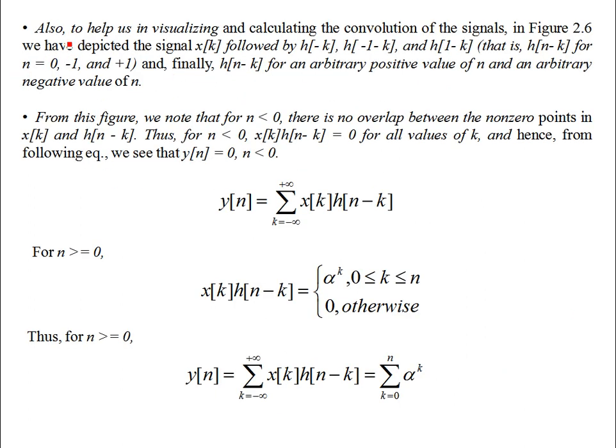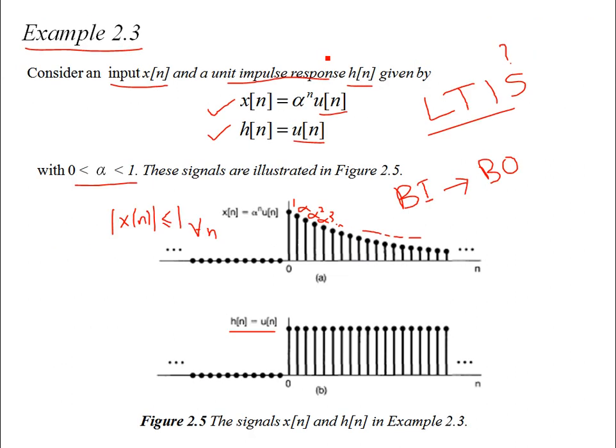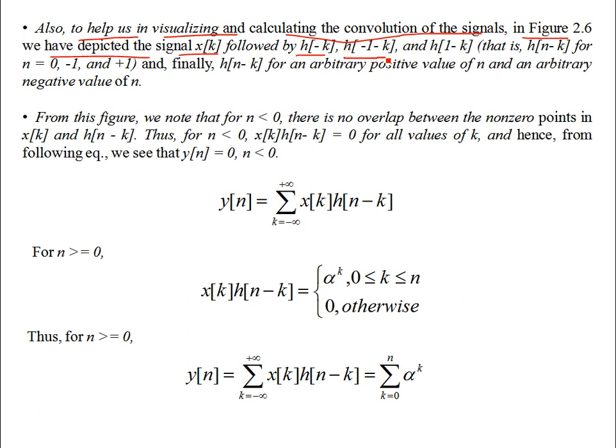Also, to help us visualize and calculate the convolution sum of the signals, in figure 2.6 we have depicted the signals x of k and h of n minus k. So we have the flipped version of h of n, and then h of minus 1 minus k, which is one shift towards the left, and then one shift towards the right. That is, you have h of n minus k for 3 values of n. This is the flipped version of the unit step signal at n equal to 0, and then you have this shifted to n equal to minus 1 and n equal to plus 1.